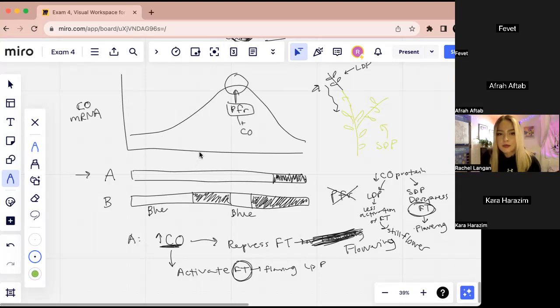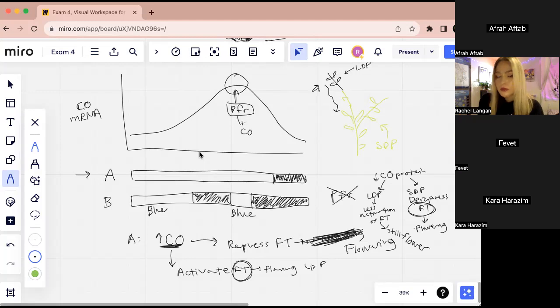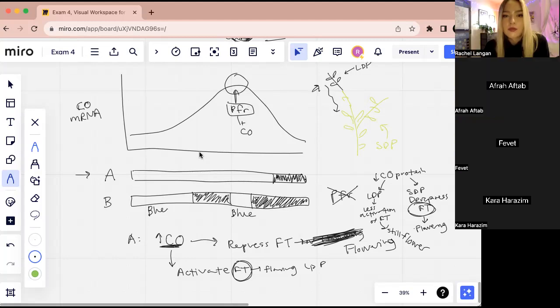Yeah, question. Okay, just to clarify all of this. So FT is needed for flowering in all plants. Yes. Okay, and so in short day plants, a decrease in CO protein increases FT. Yes. But in long day plants, an increase in CO protein increases FT. Yes.